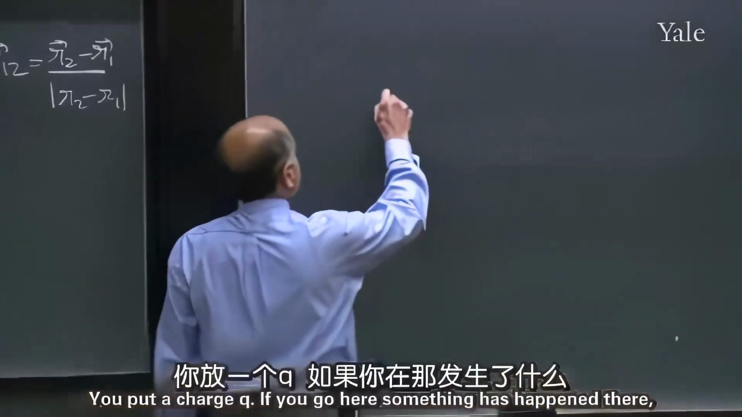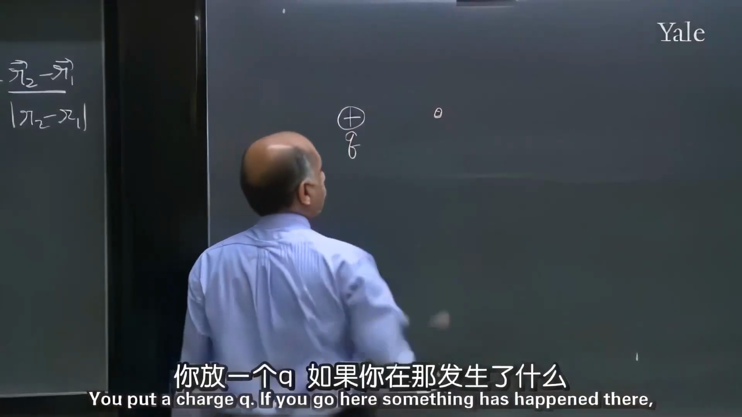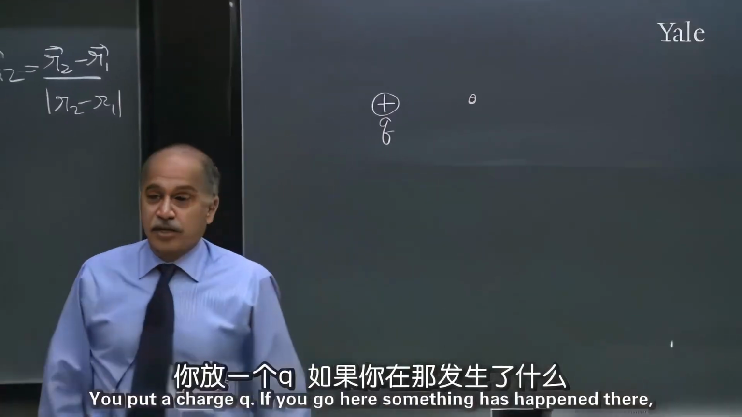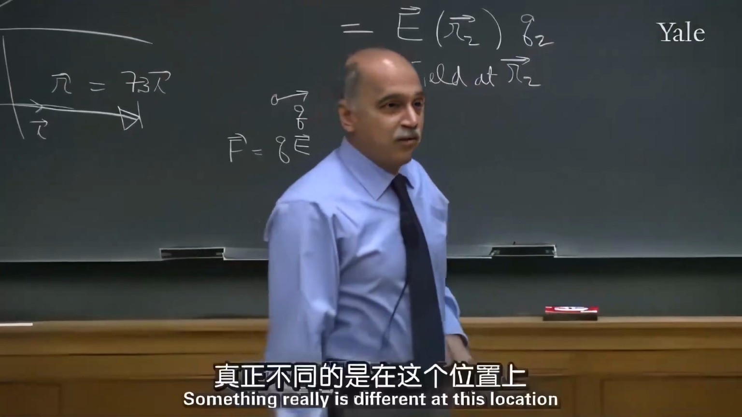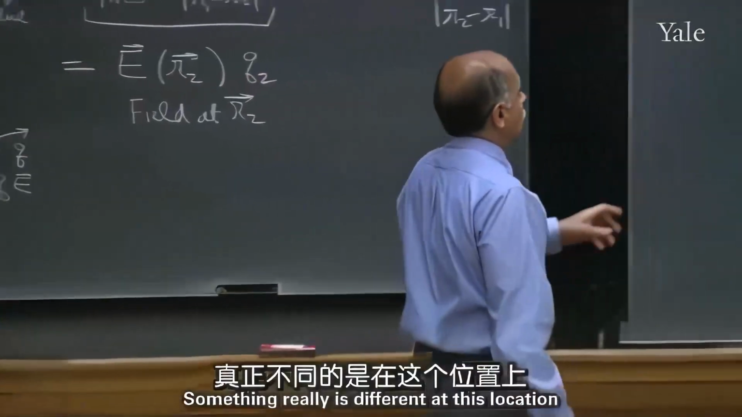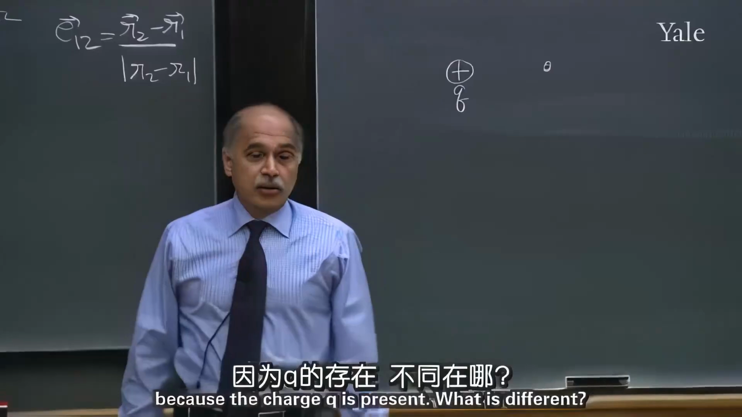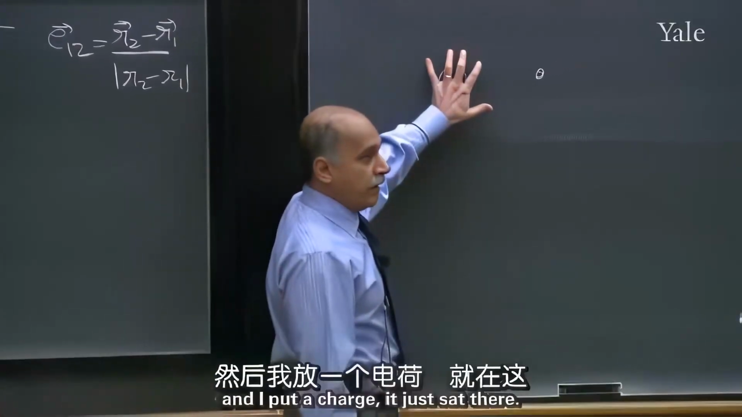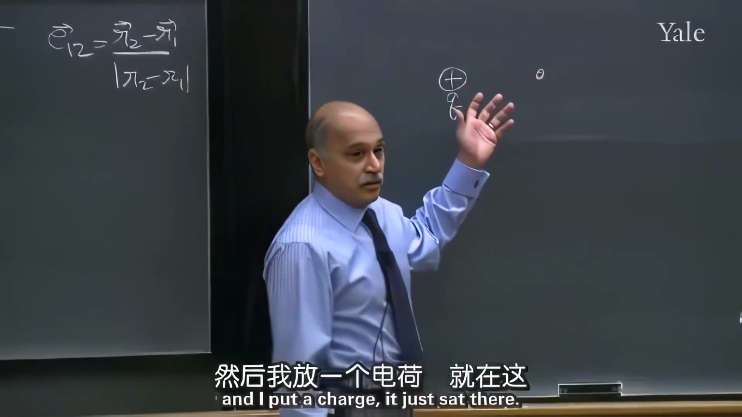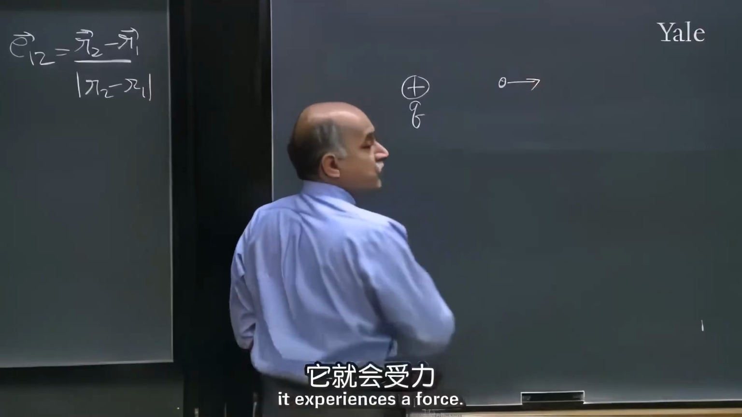You put a charge, Q. If you go here, something has happened there, see? You don't need to put a second charge there to conclude something has happened. Something really is different at this location because the charge Q is present. What is different? When this guy was not here and I put a charge, it just sat there, whereas when this guy is here and I put a charge, it experiences a force.